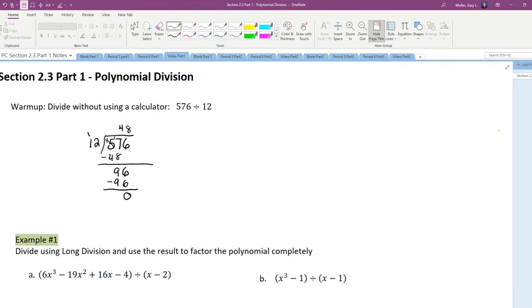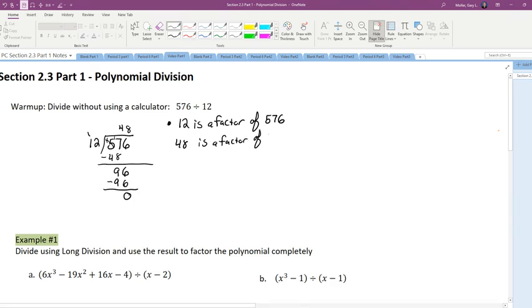Well, number one, we've remembered how to do long division. And then we've also found some things. I found that 576 divided by 12 had a remainder of 0, which tells me what? 12 is a factor of 576. That's one thing we know. I guess I also learned that 48 is a factor of 576. And because of those two things, we know that 12 times 48 equals 576.